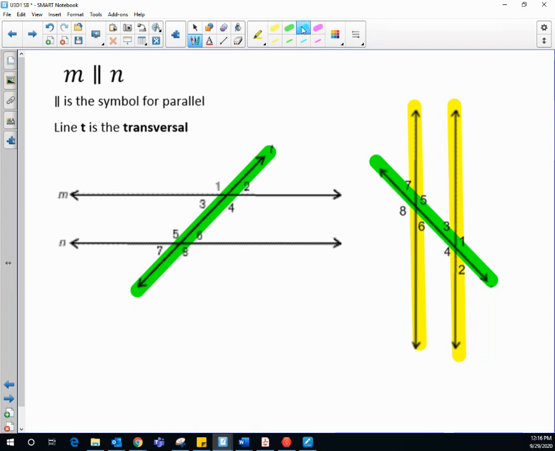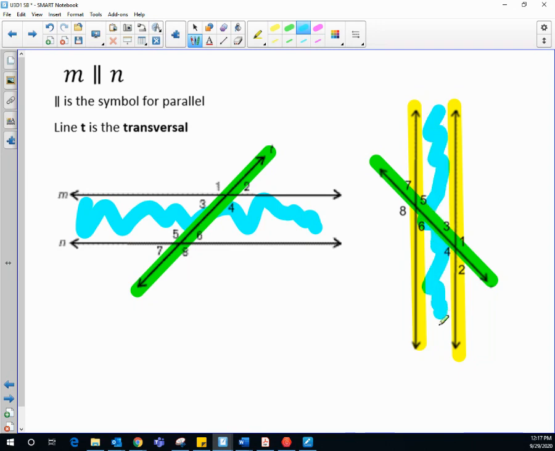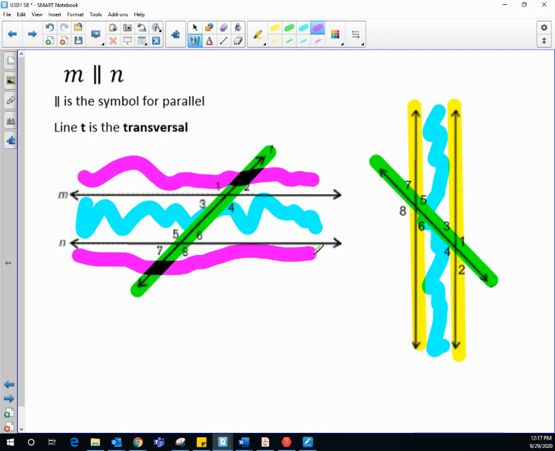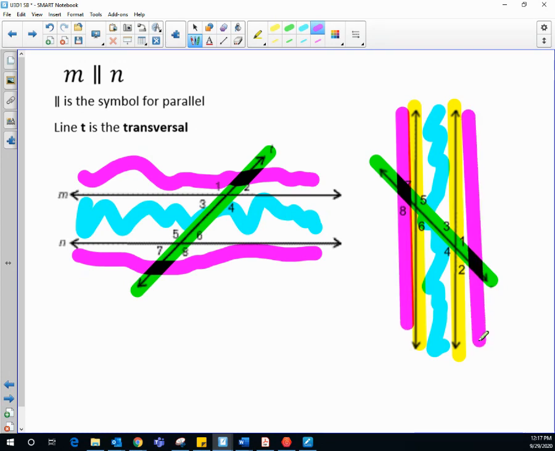We also need to be clear about the interior, which is here. This is inside of the parallel lines. Again, interior would be here with the blue, inside of the parallel lines. Where you have exterior is the space that's shared outside of the parallel lines, so represented by the pink. So out here and out here would be the space outside of the parallel lines. So that's the exterior in the pink, the interior in the blue.